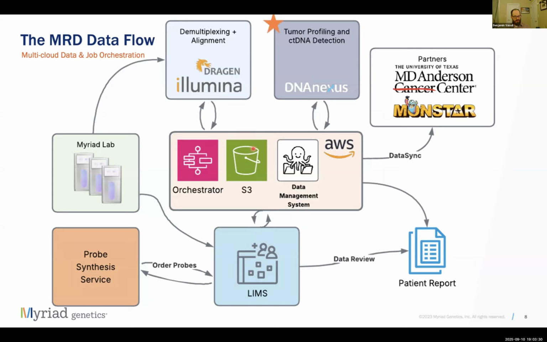DNAnexus is where the primary bioinformatics analyses, such as tumor profiling and ctDNA detection, are run. We send our probe orders to a DNA synthesis company, and then we have a custom LIMS system as well, all of this in an effort to bring a report to the patient.